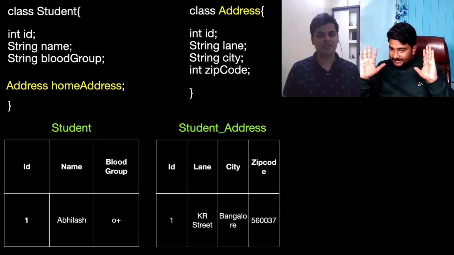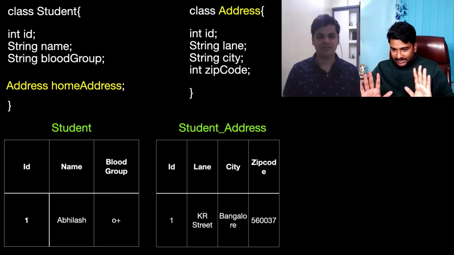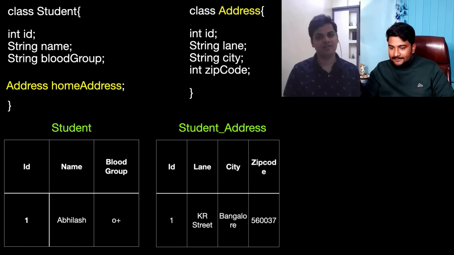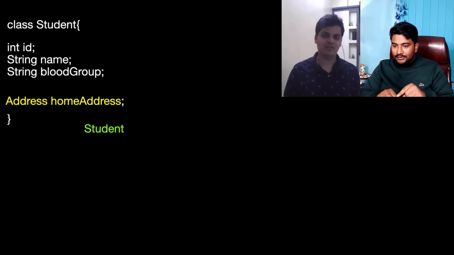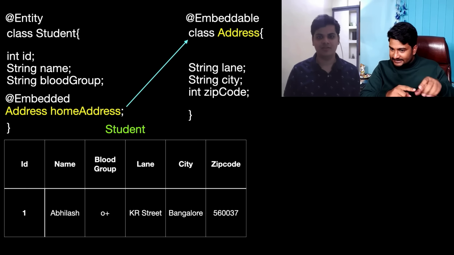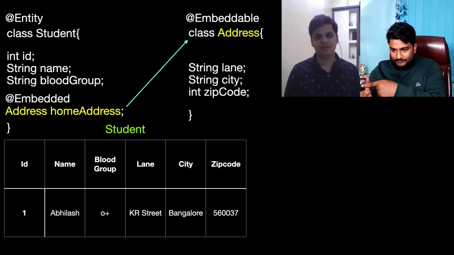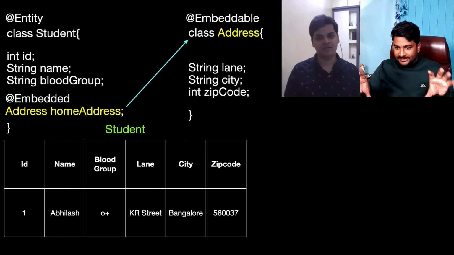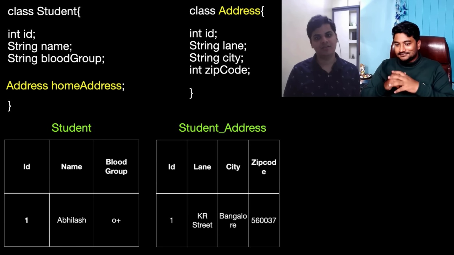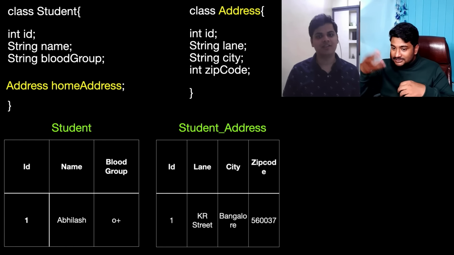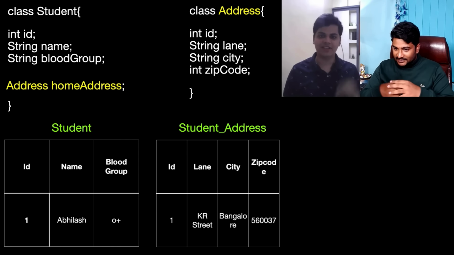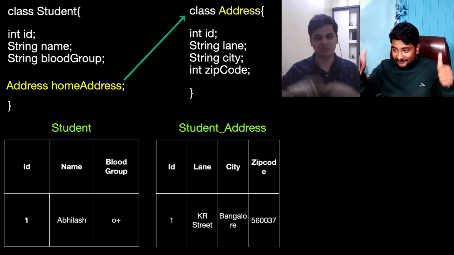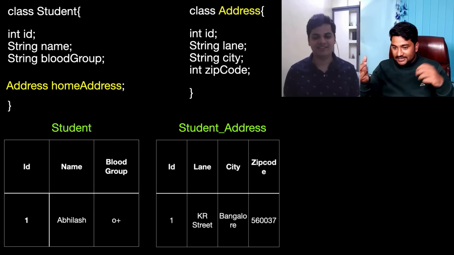I got it. Whatever you said is perfect, the table thing that you have said. Now you said, Abhilash, if the address is not an entity, then there will be one table for student. In that table you'll be storing the student entity details like ID, name, blood group, and then the address details, lane, city, zip code, everything under one table. But if address is an entity, not a value type, then it will have its own table, and there should be an association like a join column and a foreign key. So if it is a different table, the major difference is going to be what?